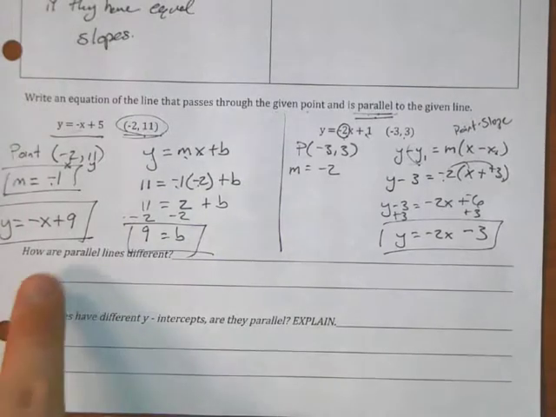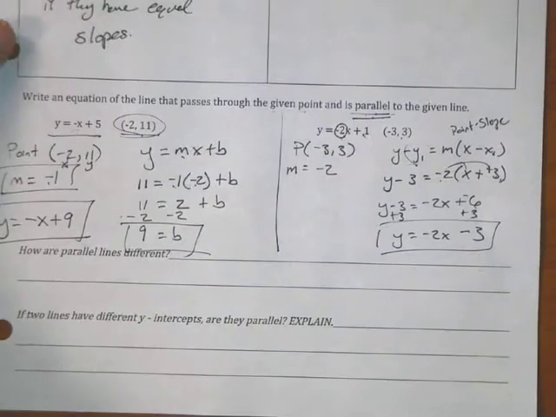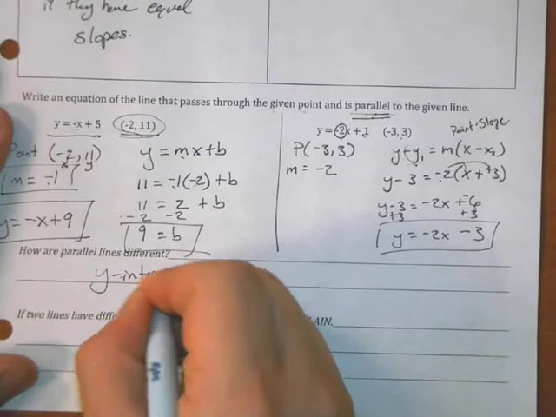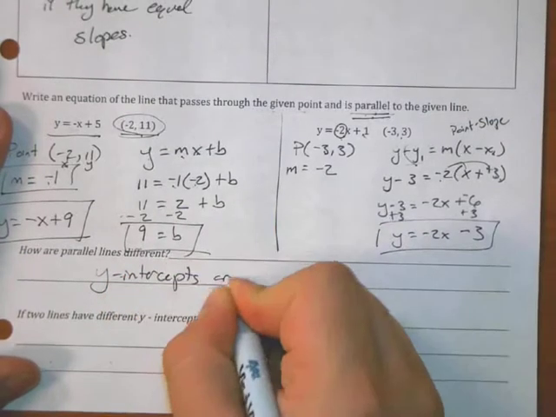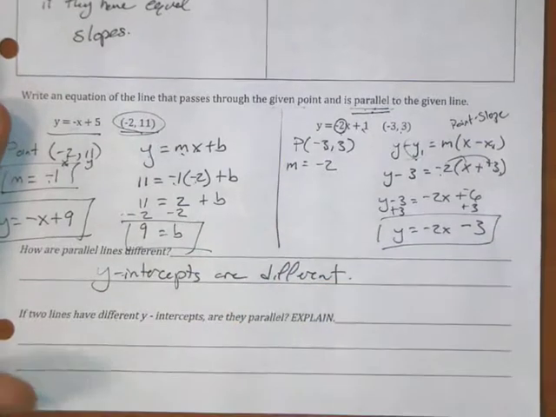So let's answer this comparison question. How are parallel lines different? We've already said they're the same. Or what's the same about them is they have equal slopes. So what's different about parallel lines? Sarah? Okay, the y-intercepts are different.